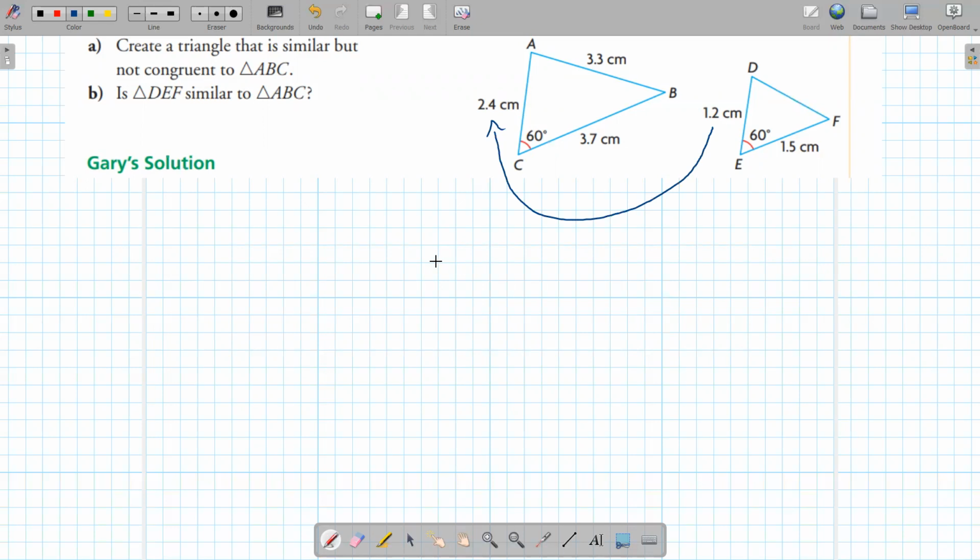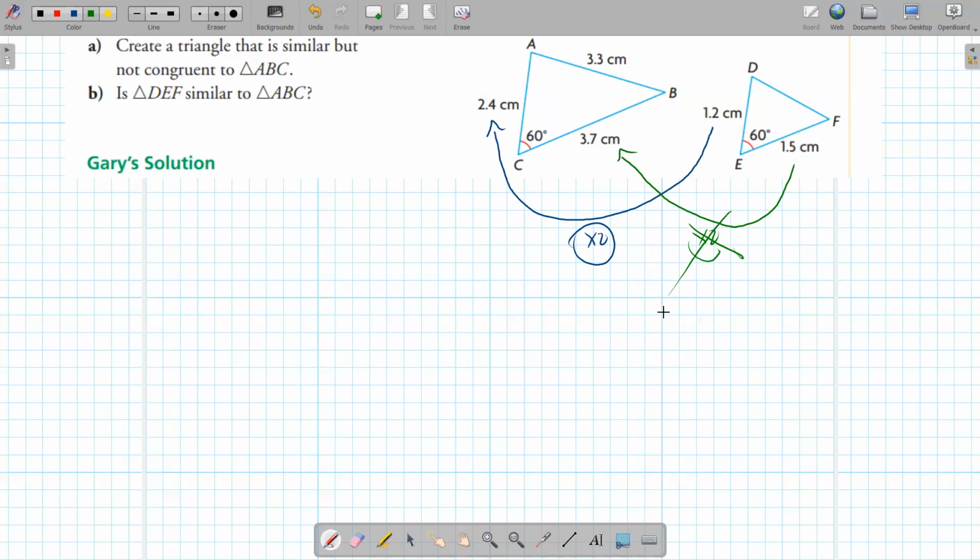What's the scale factor? 2. 2, right? So scale factor is 2. Now, if you multiply 1.5 by 2, do you get 3.7? No, you don't. So these two triangles are not similar, okay?